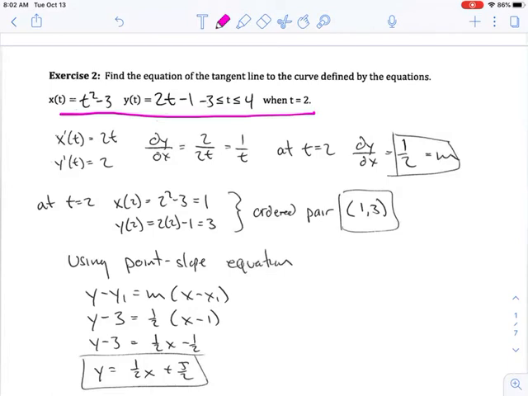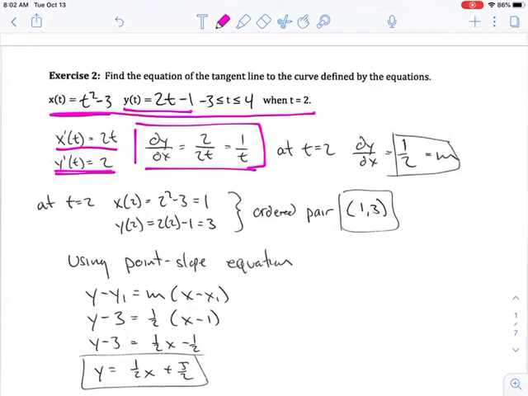Once again, in order to find the equation of a tangent line, we need to find the derivative. Let's find the derivative of x with respect to t. That would be 2t. The derivative of y with respect to t is 2. We've already done this problem, so dy/dx is equal to 1 over t.